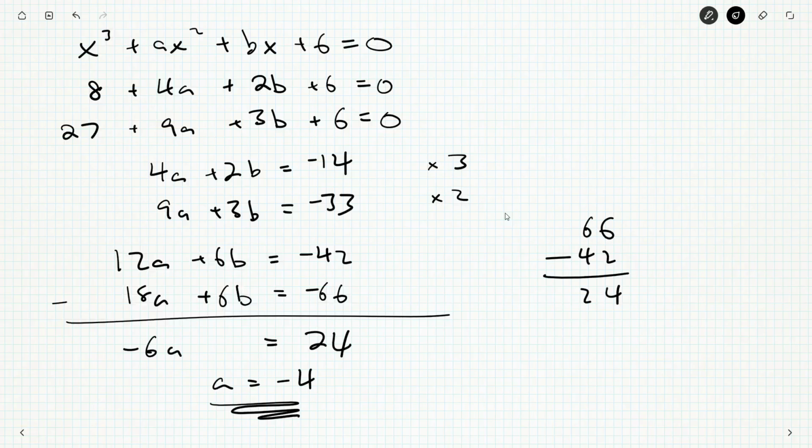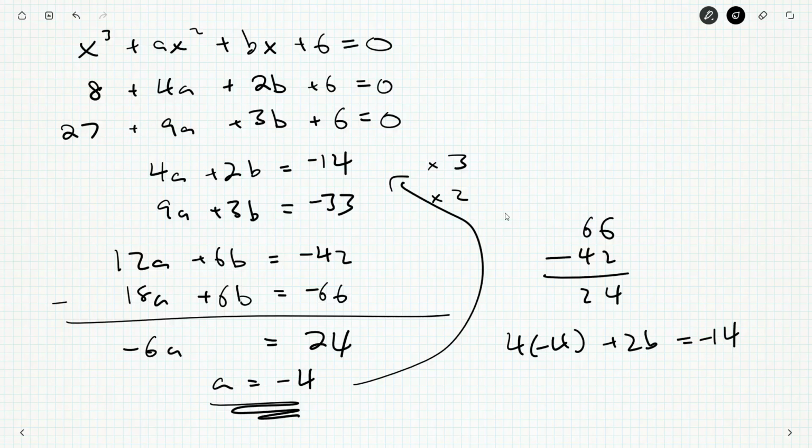And now I can take that and plug it back into, say, this equation. 4 times negative 4 plus 2b is negative 14. So this is negative 16 plus 2b is negative 14. 2b is going to be 2, so b is just going to be 1. So that finishes off part a. If we wanted to, we could double check. 9 times negative 4 is negative 36, plus 3 times 1 is negative 33. So yeah, it all worked out.